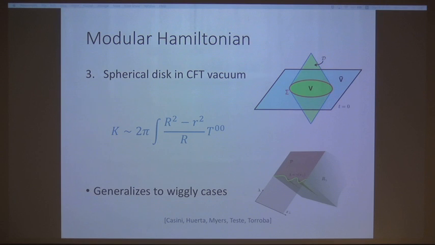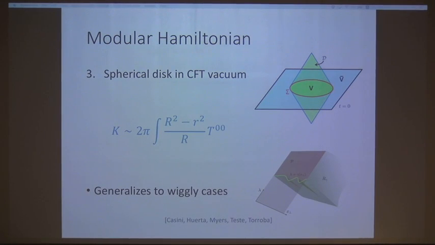can both be generalized to weaker cases where, in the parallel direction of the entangling surface, we don't have to have strict planes or strict spheres. So in these cases, there is a certain sense in which the modular Hamiltonian can still be written as a local quantity on the light cone.